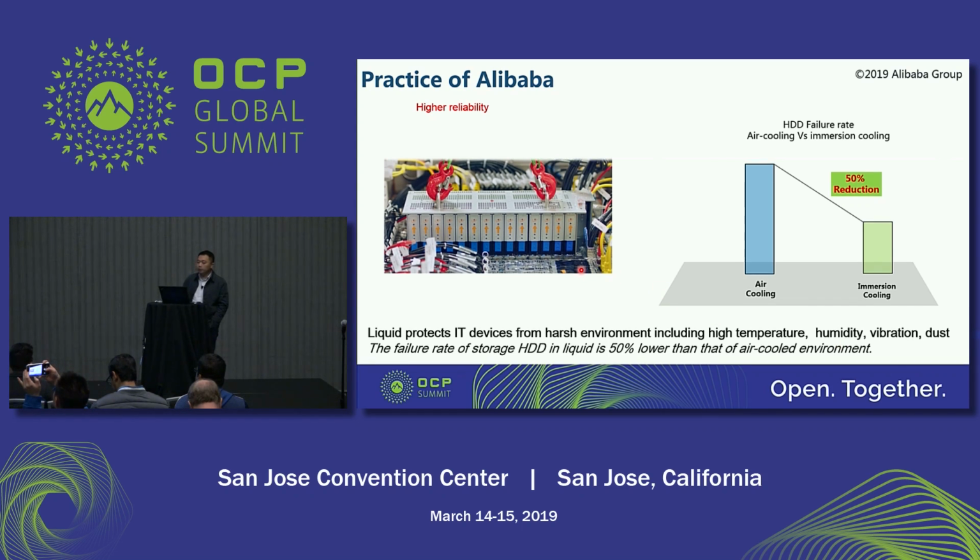Immersion cooling, compared with air cooling, removes the limitations of humidity, vibration, and dust, the physical factors affecting electric equipment. Through nearly a year of large-scale operation, we found that the failure rate of storage HDDs in liquid is about 50% lower than in an air cooling data center. So immersion cooling can help IT devices get higher reliability.